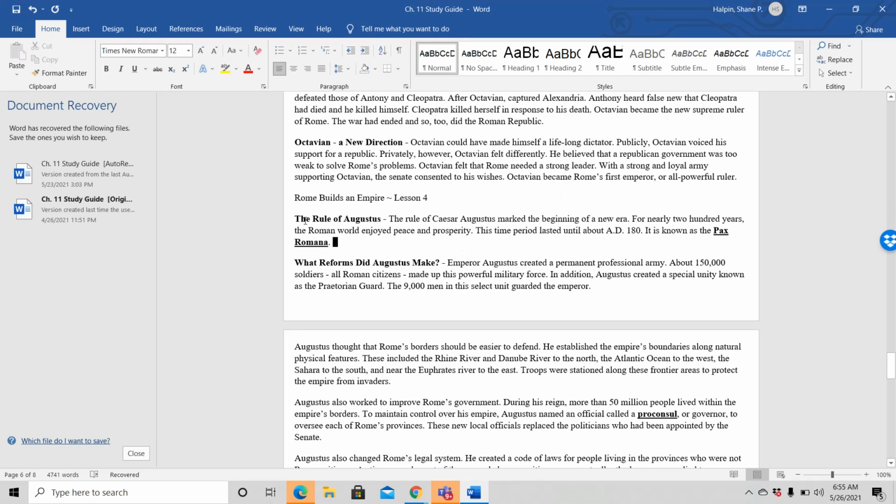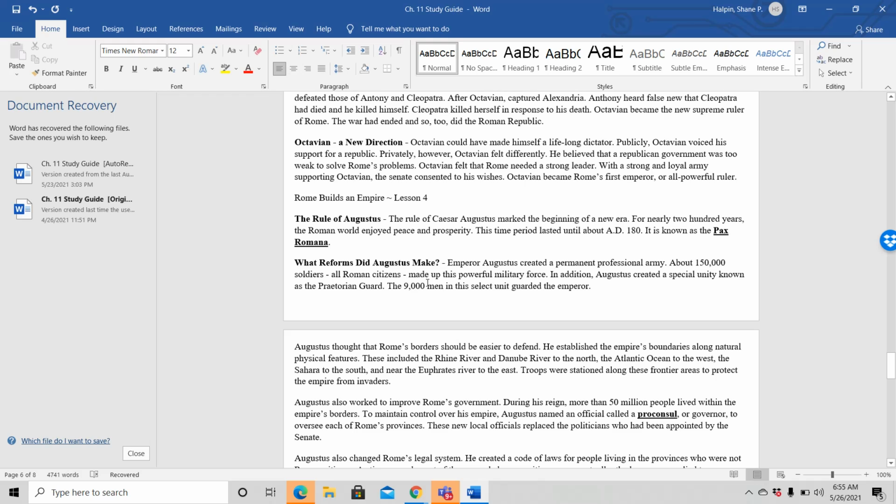So right now, the first one we got is the Rule of Augustus. Now, ultimately, the time period that this was known as the Pax Romana. Now, this was a time of peace and prosperity. So it was a really, really good time. And most importantly, it happened under the rule of Caesar Augustus. So again, it's a really, really good time known as Pax Romana.